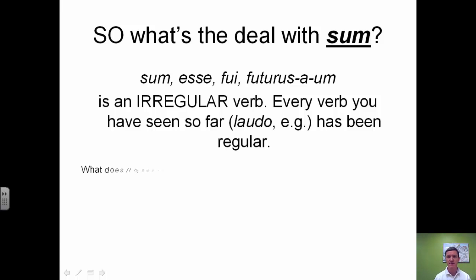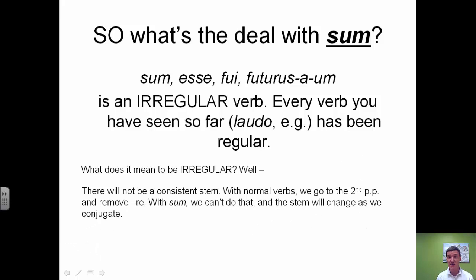What does it mean to be an irregular verb in Latin? Okay, well, it's pretty standard, right? If you were to ask me what separates regular from irregular verbs, irregular verbs don't fit nicely into a conjugation. The reason for that is because there's no consistent stem. With the verb sum, like all other irregular verbs that you'll learn in your life, there is no consistent stem.